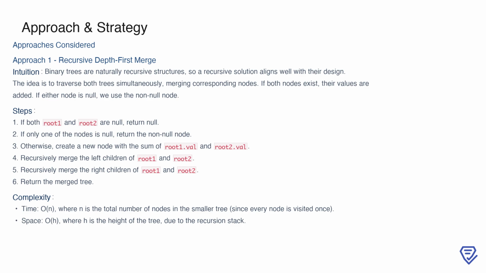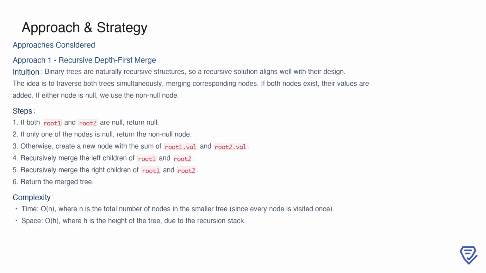The idea is that we traverse both trees simultaneously and merge corresponding nodes. When both nodes exist, we sum their values to create a new node in the merged tree. If one of the nodes is null, we simply take the non-null node and use it directly. The process involves checking each pair of nodes, combining their values, and then recursively merging their left and right children.